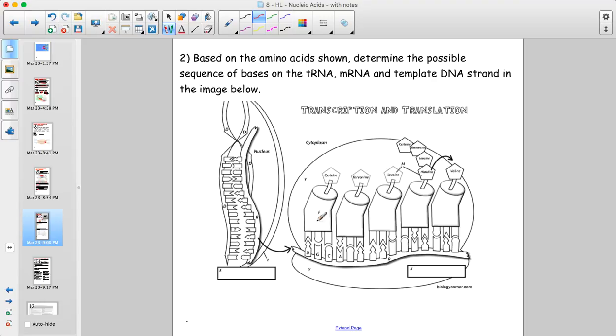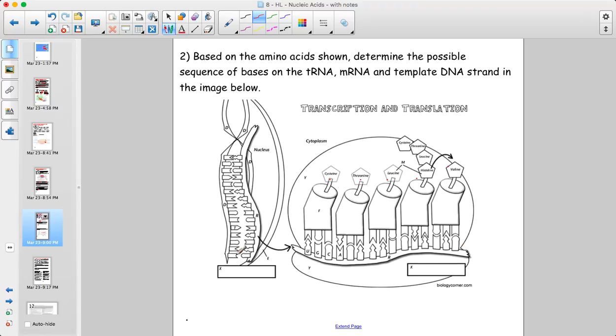And in this one, you're working backwards. If you can see that these are the amino acids that are all in line, what must the anticodons be? What must the codons be? And then therefore, what must the original DNA be?